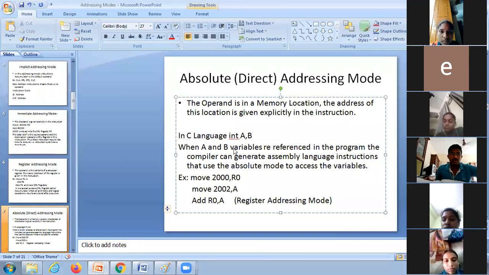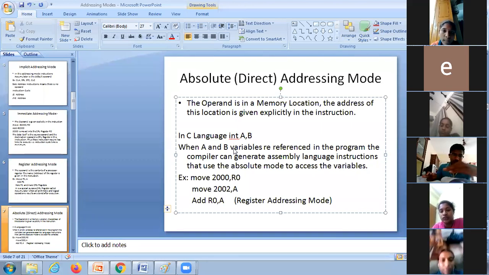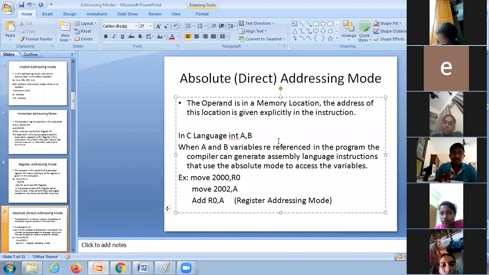Then absolute or direct addressing mode. These four are very easy compared to the remaining ones, and these four are important. Here in this case, you are going to use the memory. In the first three cases, we have not used any memory. We have used only the immediate data and the CPU registers.